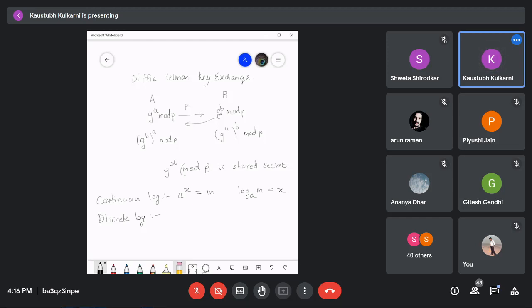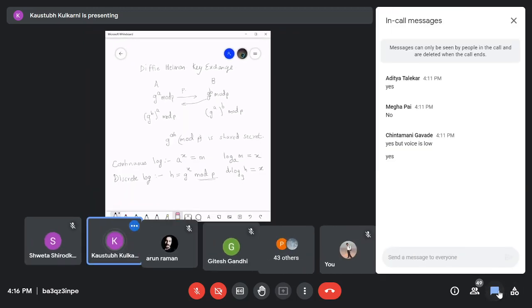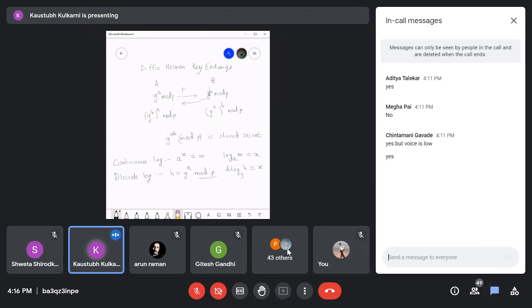Okay, so let H be equal to G raised to X mod P, and the discrete log of H to the base G is equal to X. The modulo is assumed; I'm not writing it in this notation. With this mod, we have to calculate the value of X such that G raised to X mod P is H. So the attacker knows the value of H. We are thinking from the attacker's point of view: how can the attacker crack this system?